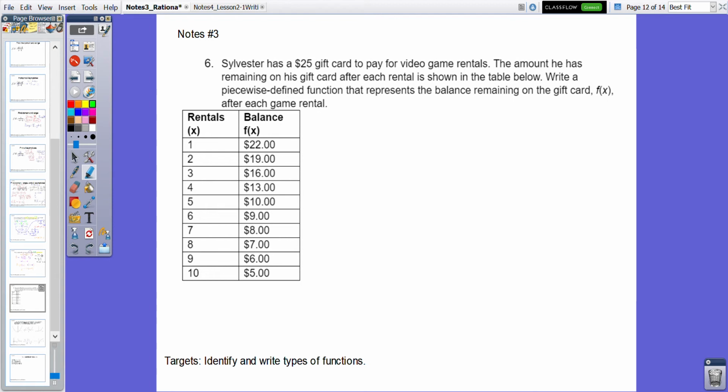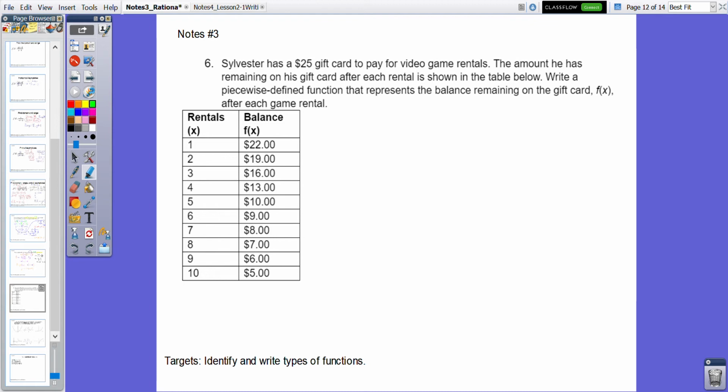Sylvester has a $25 gift card to pay for video game rentals. The amount he has remaining on his gift card after each rental is shown in the table below. Write a piecewise function, or piecewise defined function, that represents the balance remaining on the gift card, f of x, after each game rental.